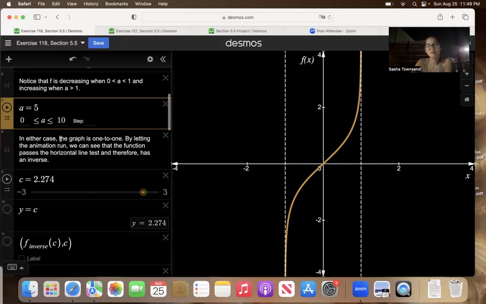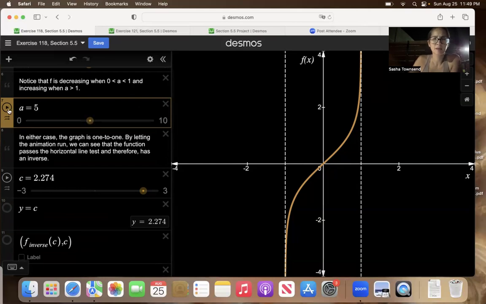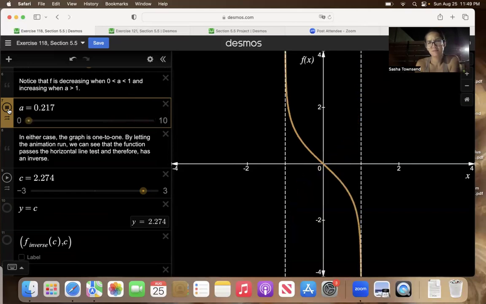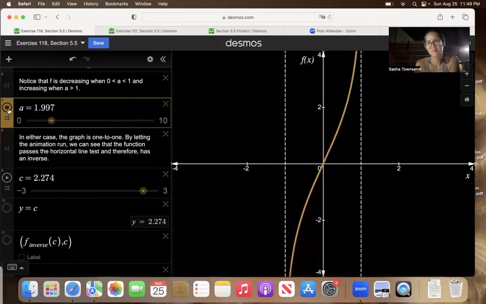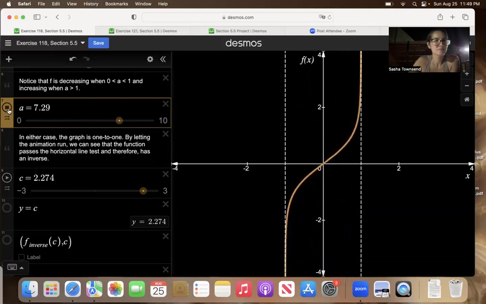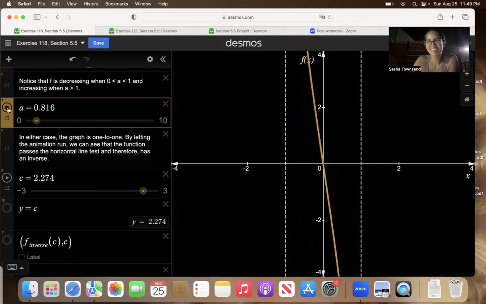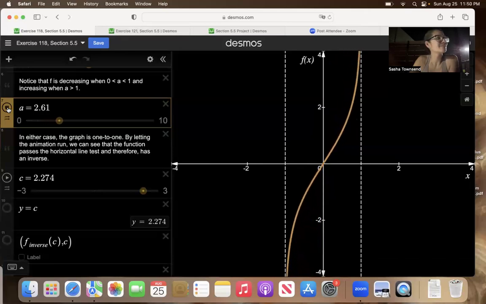So if a is between 0 and 1, the function will be decreasing. If a is between 1 and infinity, the function will be increasing. If you just let that run, you can see the slope change a little bit for different values of a. I just think it's pretty. I like sliders. It's for some pretty graphs.